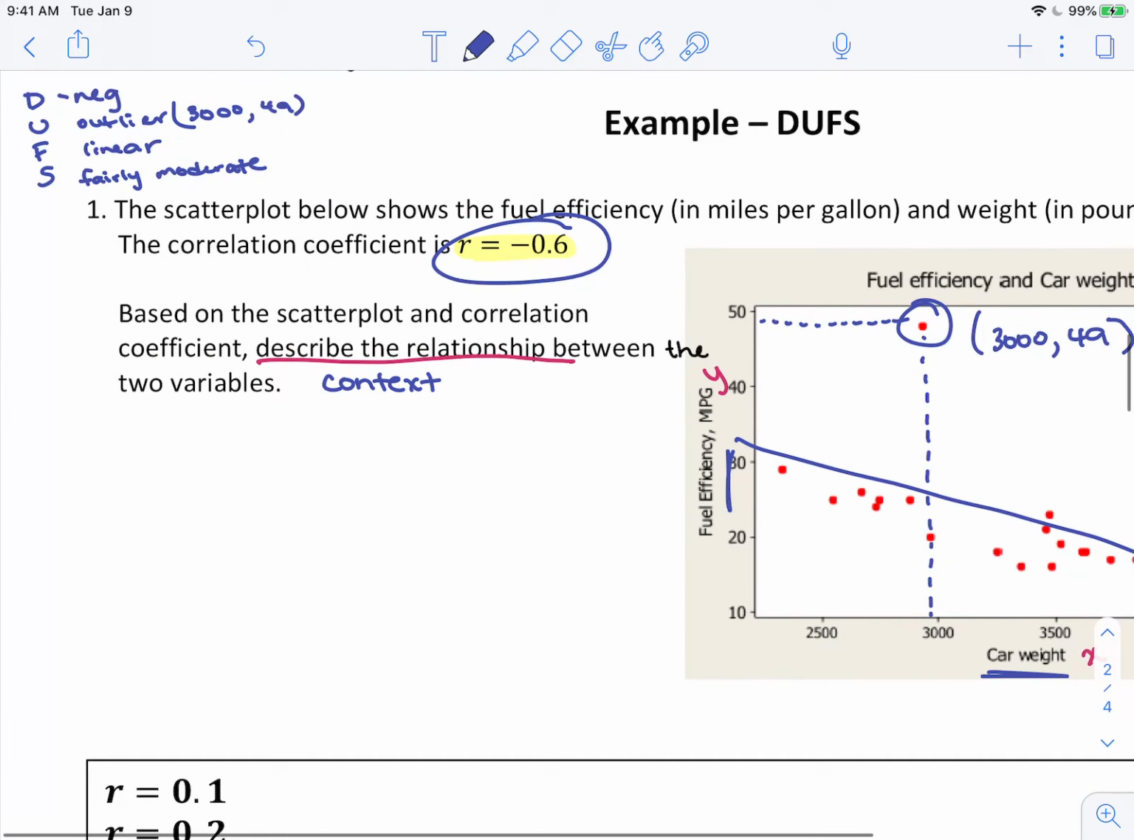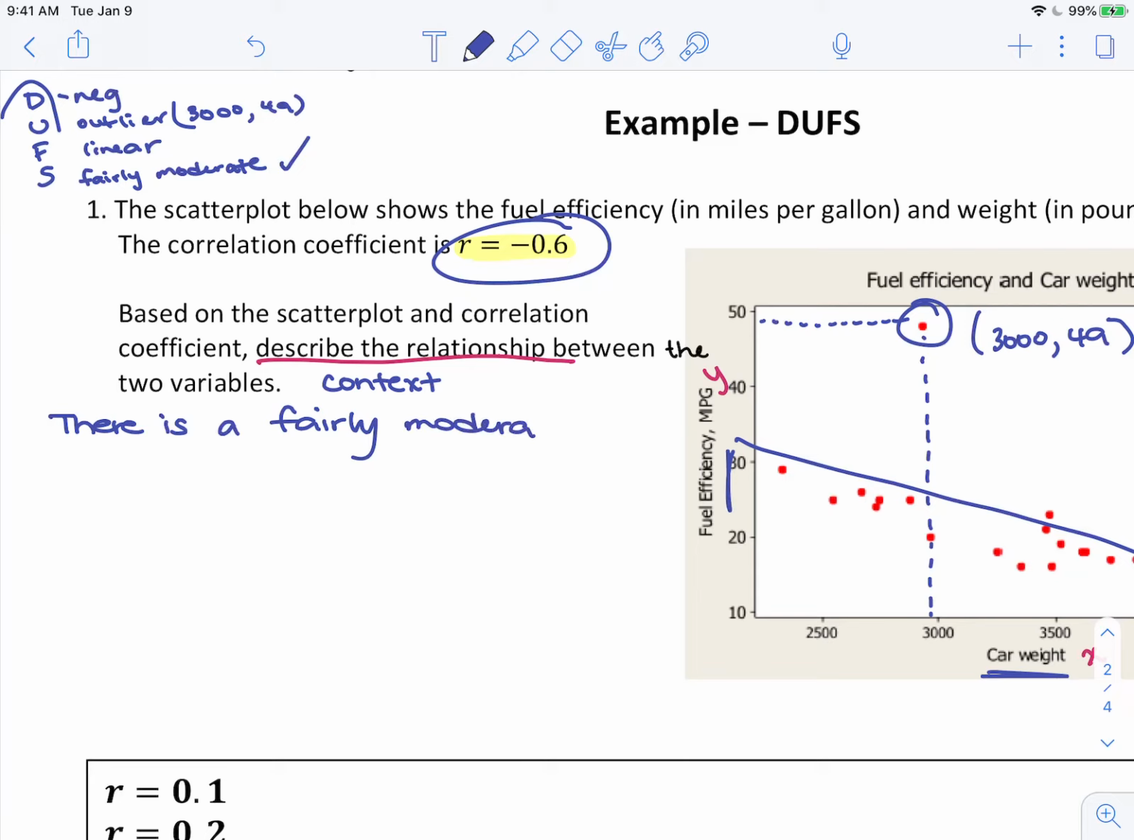So I'm going to write a sentence now, making sure I have context and I have DUFS. And honestly, you don't have to do it my way. I'm just weird and I like things to sound nice. So I usually just think about, oh, what order should I put DUFS in to make this sound really nice? And I usually come up with something like this. So there is a fairly moderate, okay, I got the strength there, fairly moderate, negative linear relationship. Notice I didn't do the outlier yet.